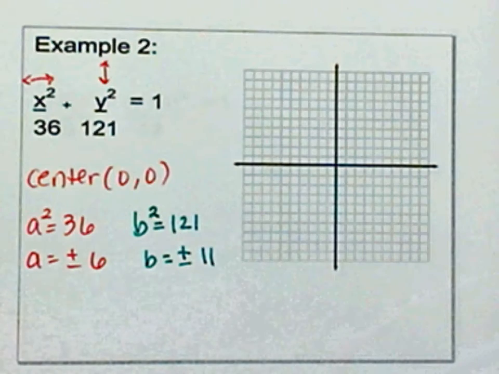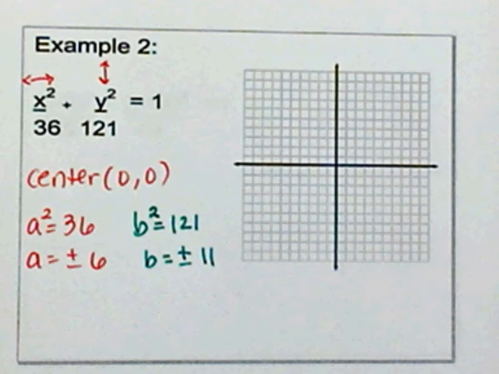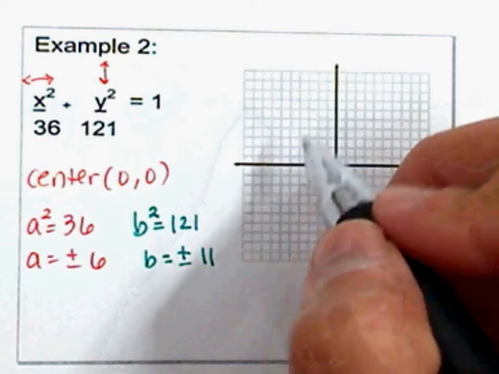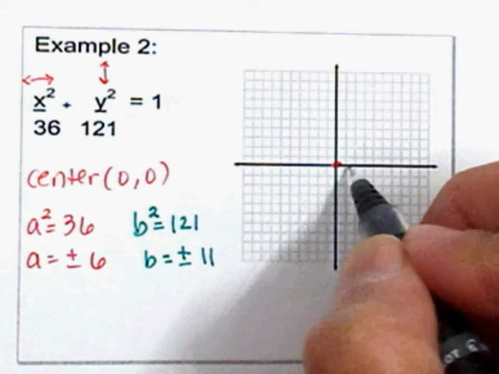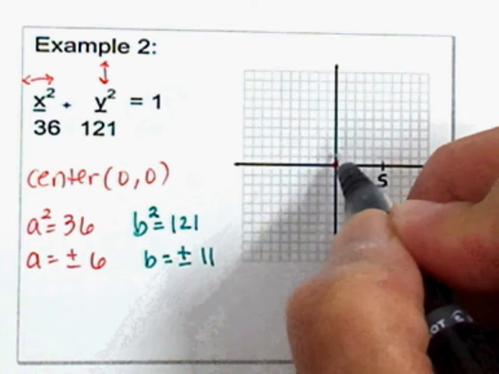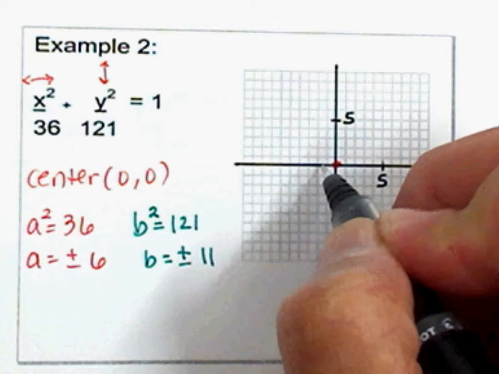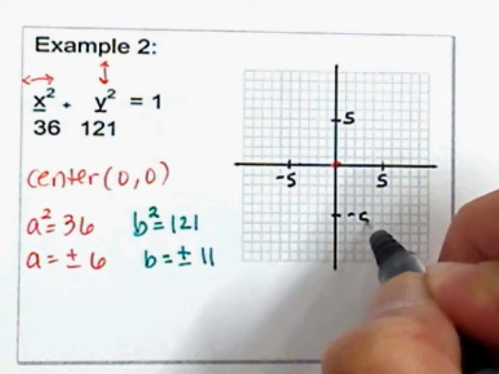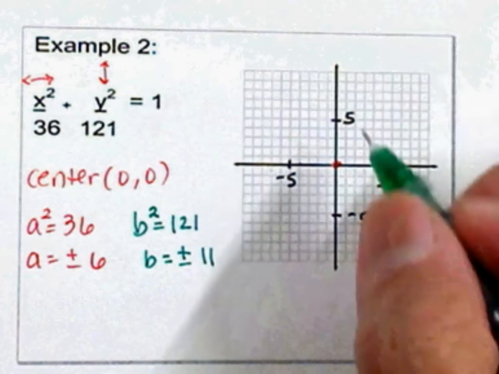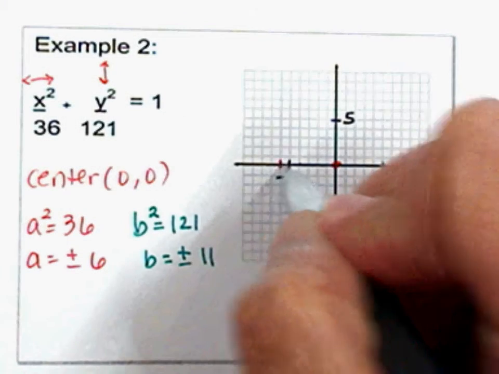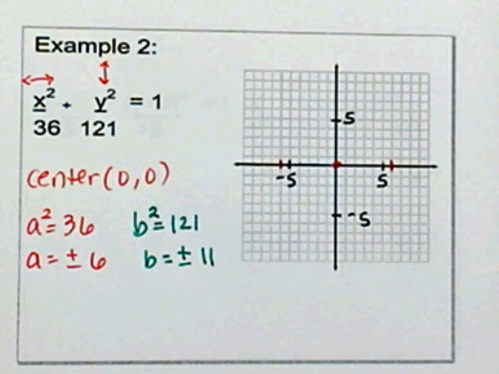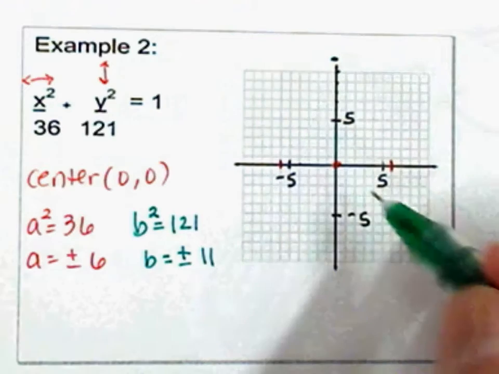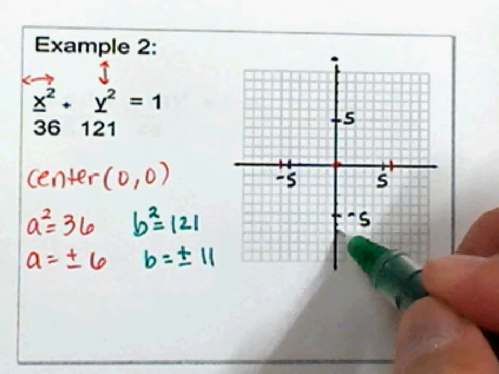So let's go ahead and graph. Here we go. Center, 0, 0. Left and right, 6. Oh, let me label my graph. 1, 2, 3, 4, 5 and negative 5 on each axis. All right, here we go. So I'm going to go 6. And then I'm going to go 11. 5, 6, 7, 8, 9, 10, 11.